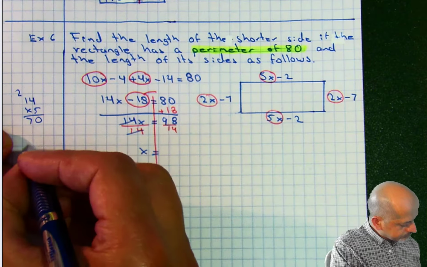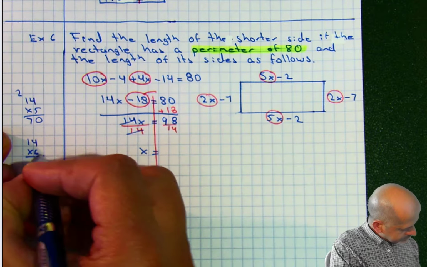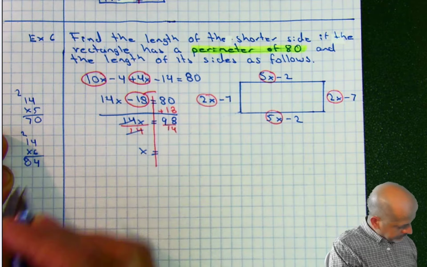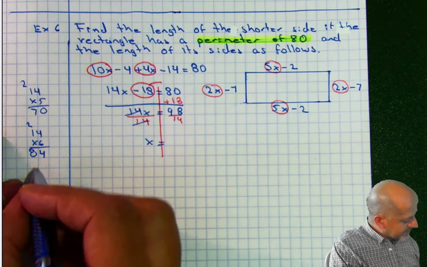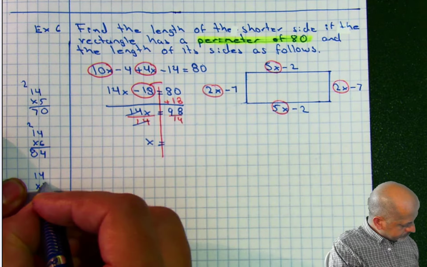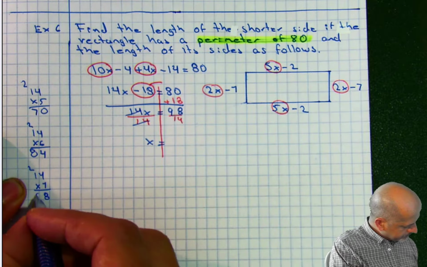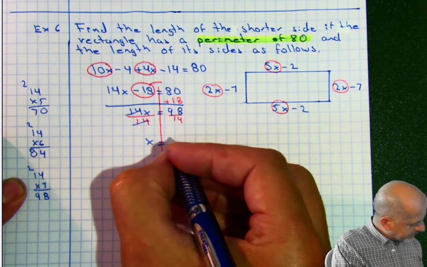6. 14 times 6. 24, carry 2. 6, 8. One more time, right? 7 times. That'll be 28, carry 2. 7, 8, 9. So that'll be x equal to 7.